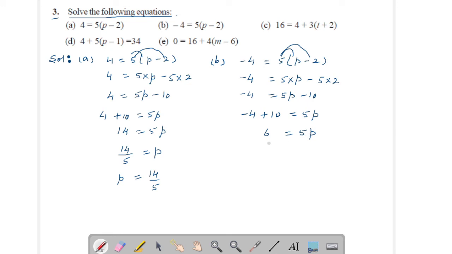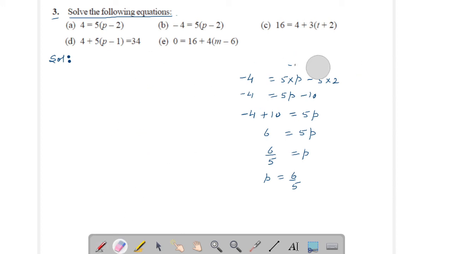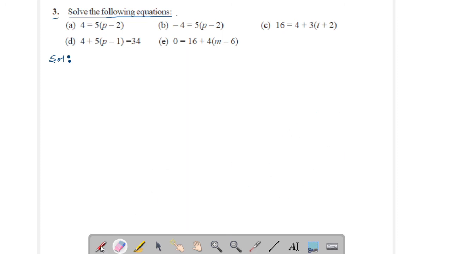Here transpose 5 to left hand side, it will be divided. We can write 6 upon 5 equal to p, or this can be written as p equal to 6 upon 5. This is your solution. Now come to C part.